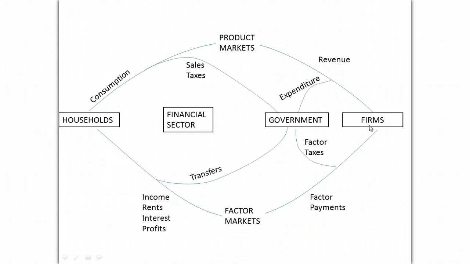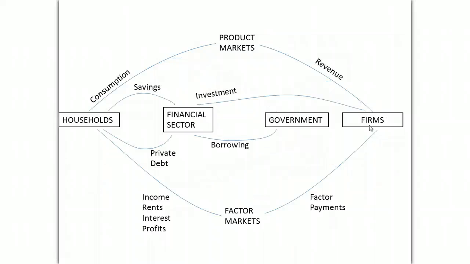So to that then we can begin to add the impact of other sectors. The first one we'll add actually is the financial sector, and the impact this has on the flows between households and firms.